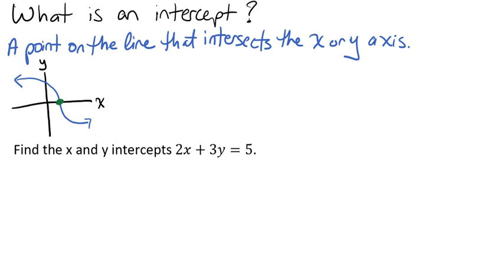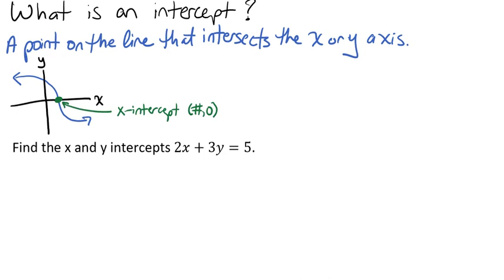Here, we have the x-intercept, which is located at the point on the x-axis and 0. So the number, comma, 0. And here we have our y-intercept, which is located at 0, comma, whatever point it's intersecting on the y-axis.